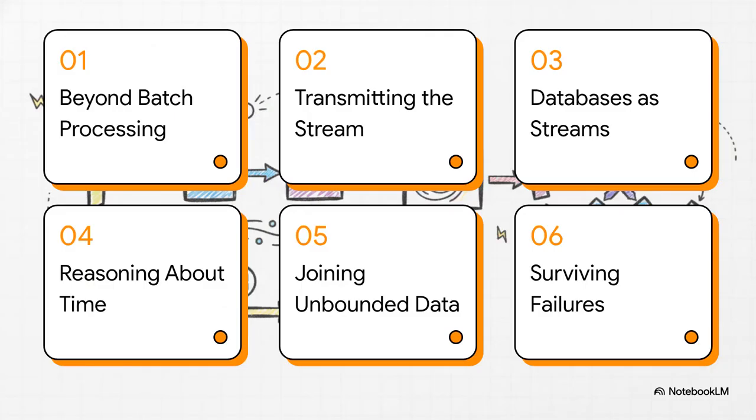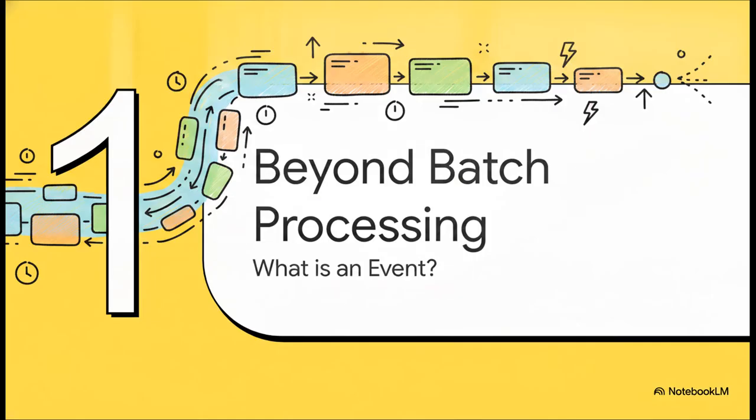Here's our roadmap for this explainer. First, beyond batch processing. Then, transmitting the event stream. Databases as event streams. Reasoning about time. Joining unbounded data. And finally, surviving system failures. All right, let's jump right into part 1, beyond batch processing.